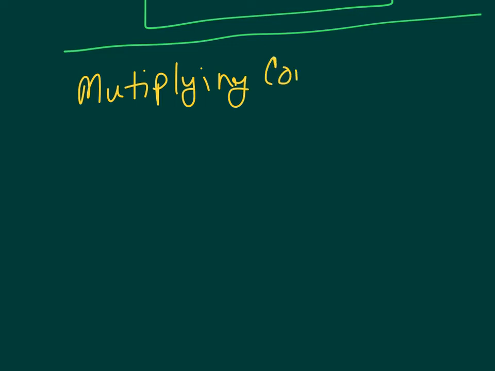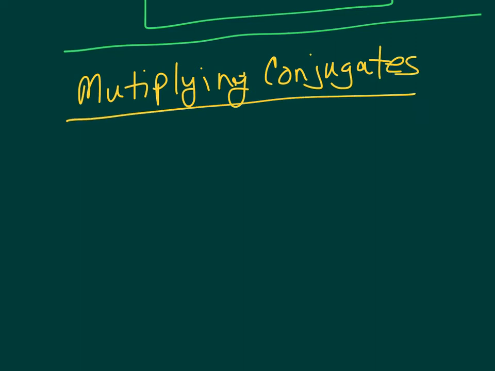Okay, well, I really don't have anything else to show you that's earth-shattering. I do have a couple shortcuts, so we'll finish off with those. The first shortcut is for multiplying conjugates. Well, that's a new word. We haven't used the word conjugate yet. What are we referring to there?